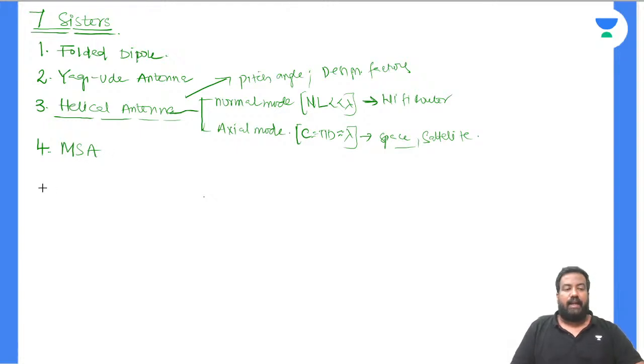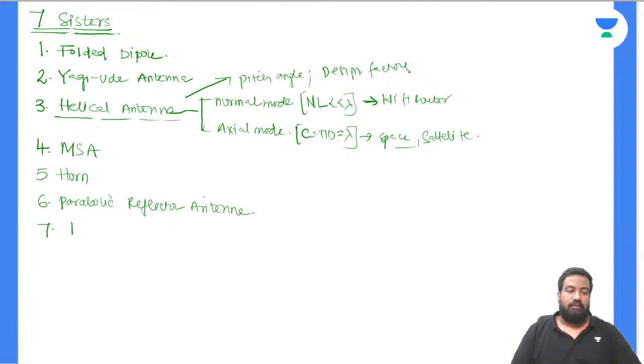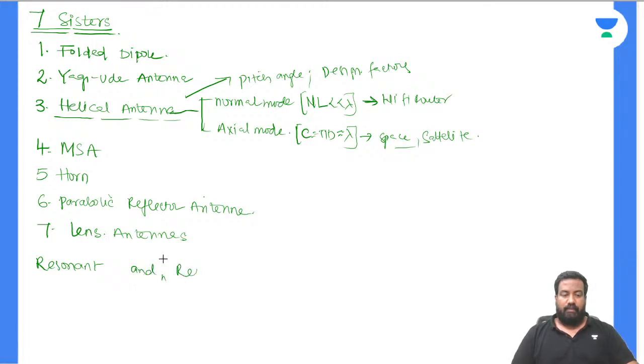Then we discussed microstrip array antenna, horn antenna, which is a standard antenna at high frequency, parabolic reflector antenna, and lens antenna. We discussed the 7 sisters. And also a special discussion on resonant and non-resonant antennas was made. Under resonant, we have discussed monopole and dipole antennas.